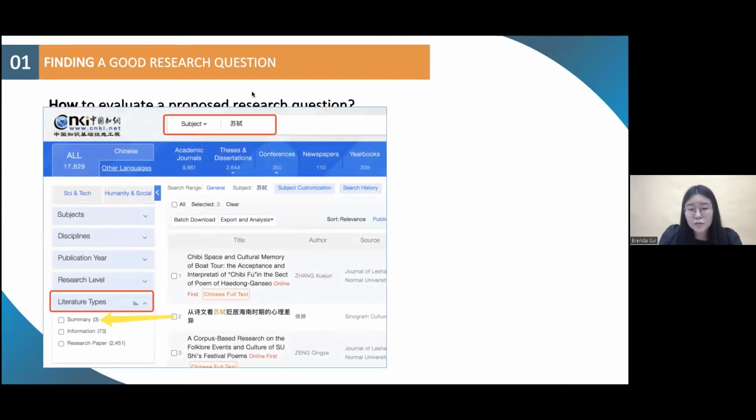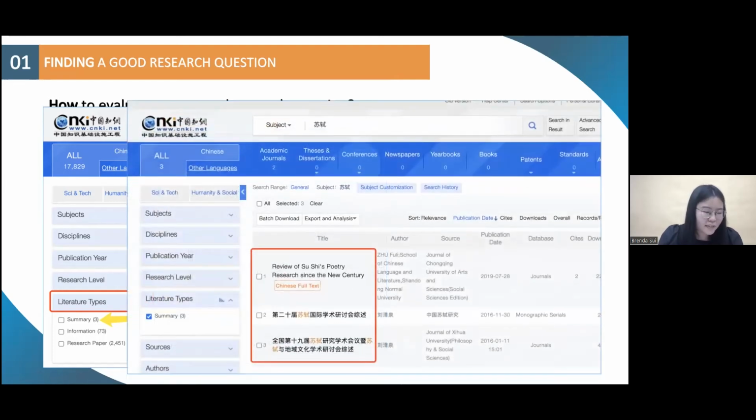Similarly, I input Su Shi here as the subject. And in its research results, here I can choose summary, to view some literature reviews that have been written recently. But what if I think these literature reviews are not recent enough, or not long enough to read?